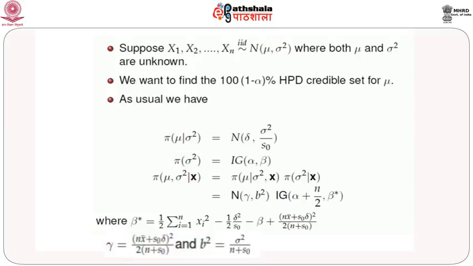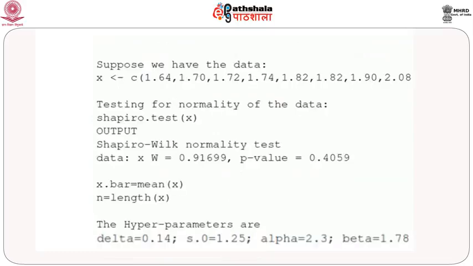So, lastly, we come to an example and we actually see how we can draw samples from a posterior predictive distribution. Suppose we have the data as given below. We enter the data in the R console and first we need to check for the normality of the data. For that, we use the R command Shapiro.test followed by the observational vector x, and for the given data we have as our output of the Shapiro-Wilk test that the p value is 0.4059. This supports that the data actually comes from a normal distribution. We also find the mean of the data and the number of observations.